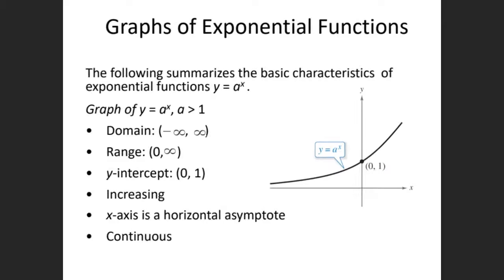It's not labeled here, but at y equals 0, we have a horizontal line that is our asymptote, and usually we label our asymptotes with a dashed line, but again, we can't see it here. And again, our graph is continuous. That means that there are no breaks, holes, or jumps.